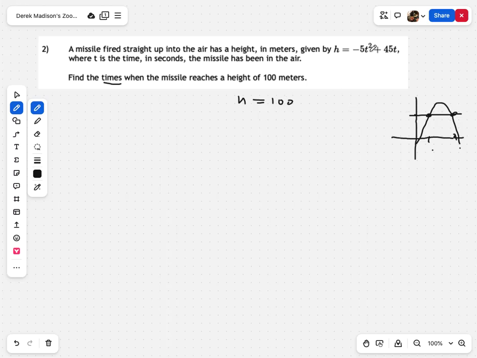So we're solving for t, or what we would think of as the x, which means, again, we'd want to use factoring or the quadratic formula, depending on whether or not this factors. So we'll put in the 100 meters for the h, the same as if it was from the ground, we'd put in 0 for h. Now there's just this offset of 100 to deal with.